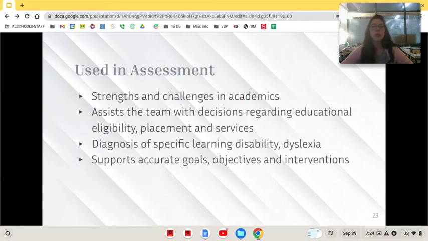Assessment uses. This can be very useful in evaluation for understanding strengths and challenges in the reading, math, and writing areas. It helps teams with decisions for eligibility for special education and other services, placement, and then what services they might need and qualify for in service minutes. Diagnosis, second time, of learning disabilities and dyslexia, and supports writing goals, objectives, and interventions. I also kind of had this earlier in the uses section.